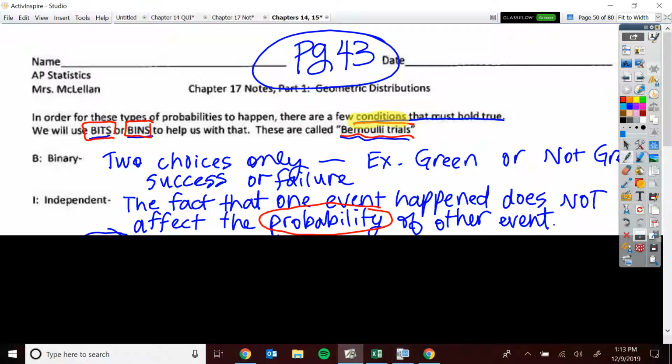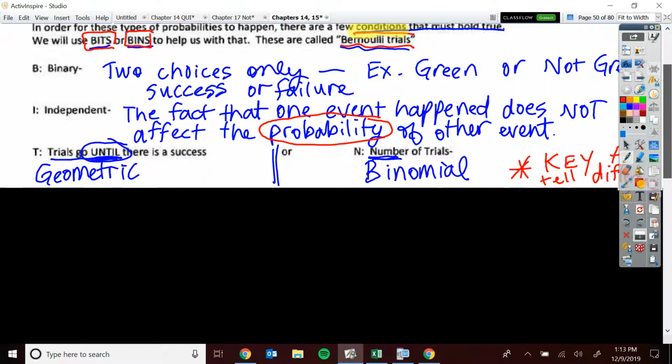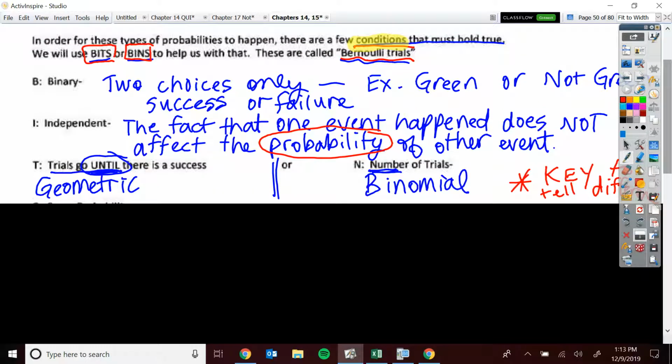Now, the only difference between these 2 mnemonic devices is a T or an N. And that is going to be the difference between today's lesson and tomorrow's lesson. They're both about the number of trials, like you want 3 things or 4 things or whatever. Geometric, the trials go until a success. Get that T? Geometric, the trials go until a success.